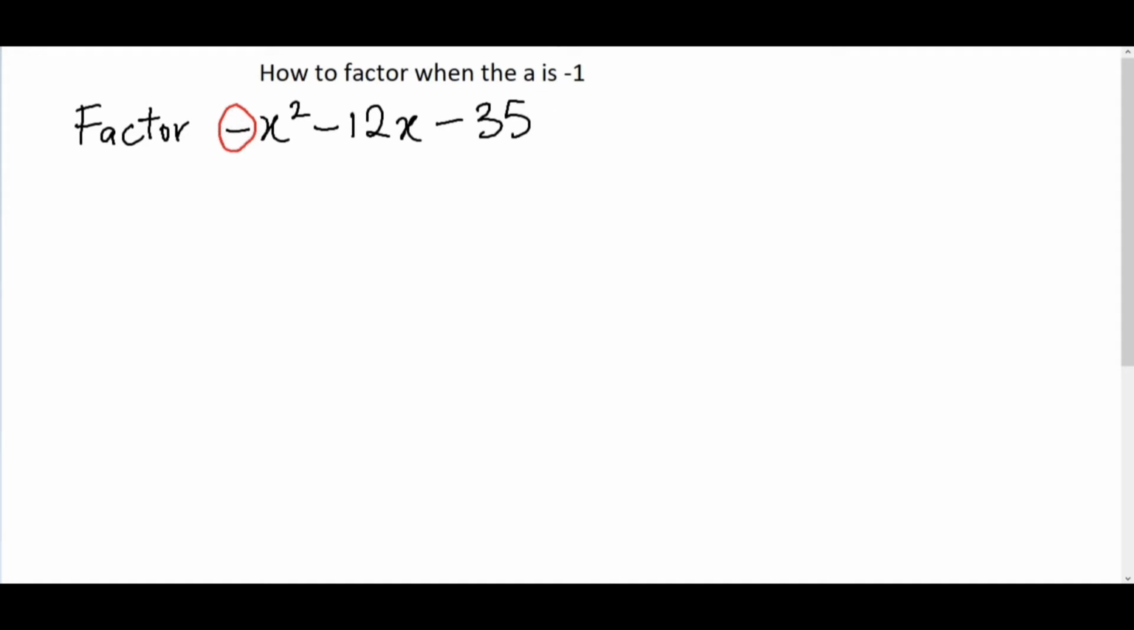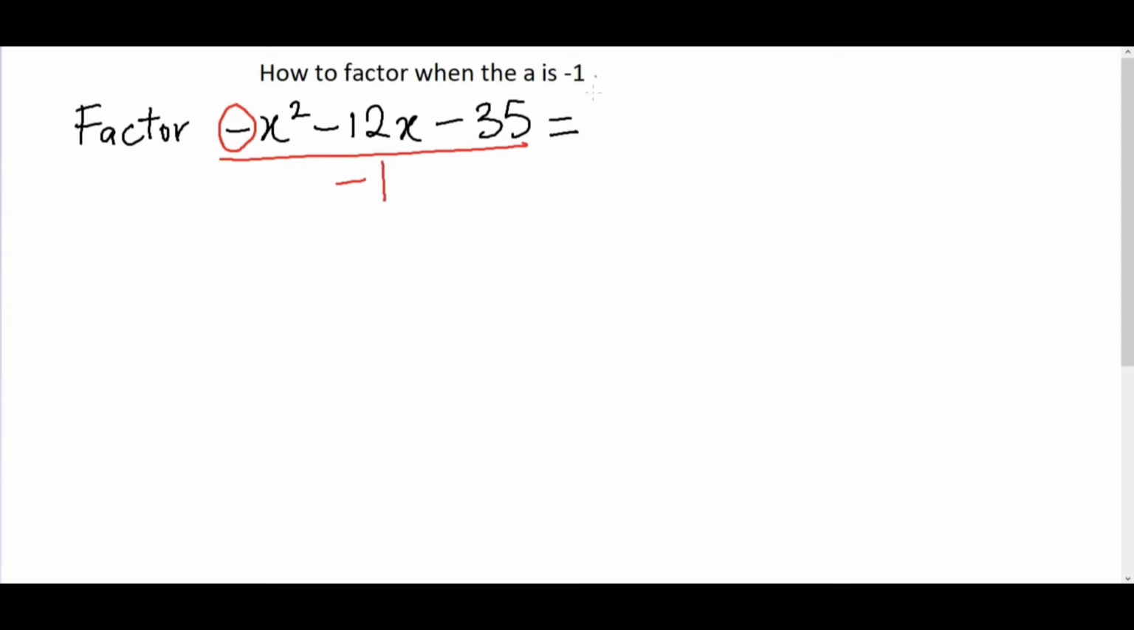Before you even do anything, your first task is to try to rewrite the problem. We want to rewrite the problem so that we don't have to deal with this negative anymore. So is there a way to rewrite this problem, negative x squared minus 12x minus 35, in such a way that there won't be a negative anymore to the left of the x squared? The only way to make this happen is by dividing the entire problem by -1.